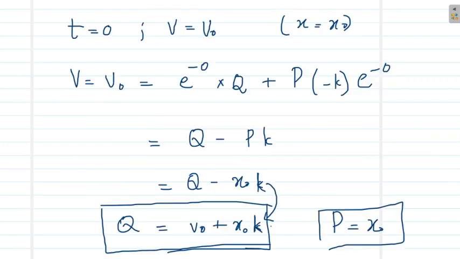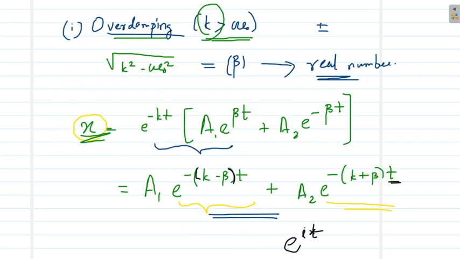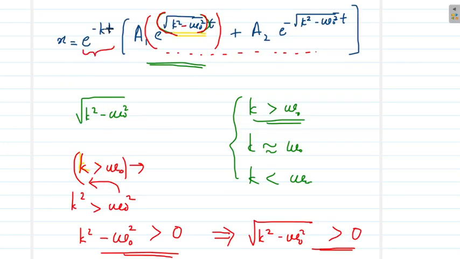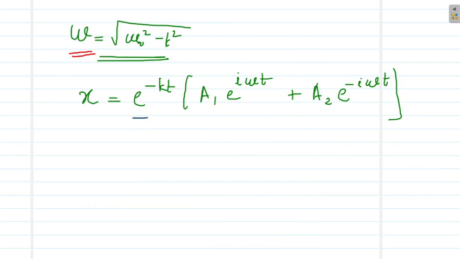Because our equation for x is x equal to e raised to minus kt into A1 e raised to root of k square minus omega 0 square into t plus A2 into e raised to minus root of k square minus omega 0 square into t. Here this term is simply i omega and this term is simply again i omega. Here we have a negative sign, and that is why we had written x as x is equal to e raised to minus kt into A1 e raised to i omega t plus A2 e raised to minus i omega t.